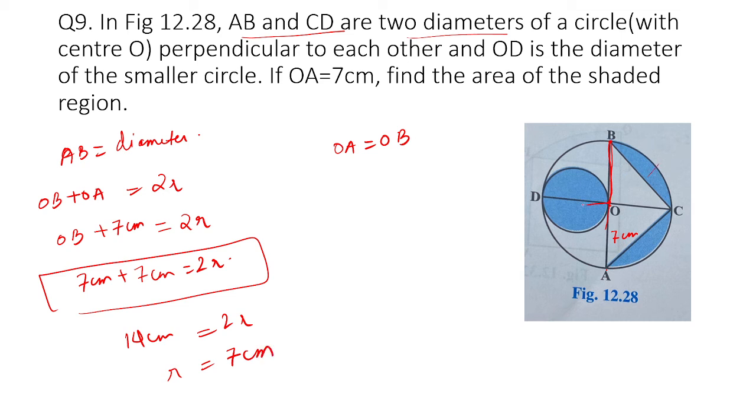So OD is also a radius, which is 7 centimeter, and OC is also another radius, which is 7 centimeter. Now we're asked to find only the shaded region, okay. Clear? We have to find the area where you see blue, this blue area, okay. So now we'll first try to find out this area. So what is this ABC?